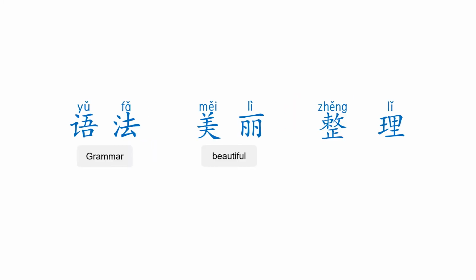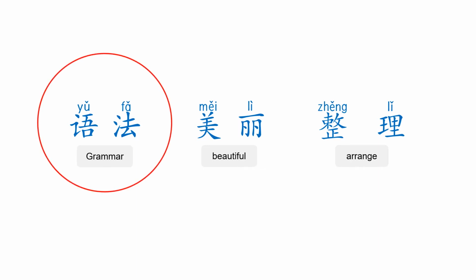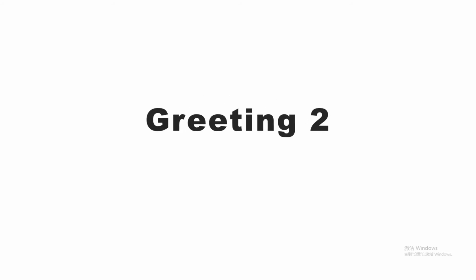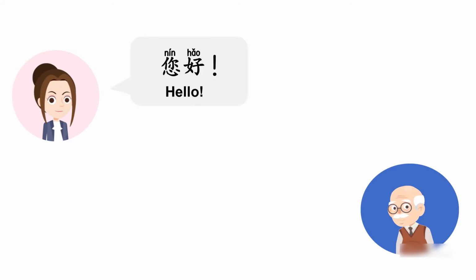Here are 3 words. Try to find the words that have the third tone change. Great! They are 语法 and 整理. Ni hao is used between peers.